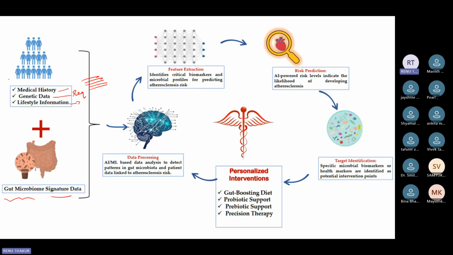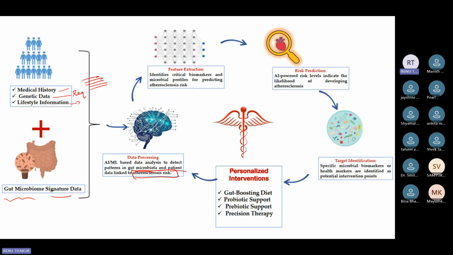So if you provide this information also and this information also, what AIML can do is the data processing part, and they will detect the patterns in the gut microbiota and patient data linked to, for example, atherosclerosis risk. So this is an example of only a single disease. You can use all these data.